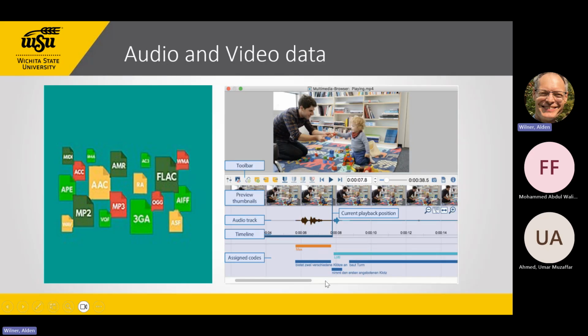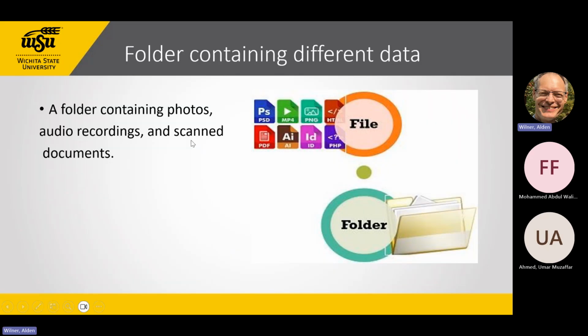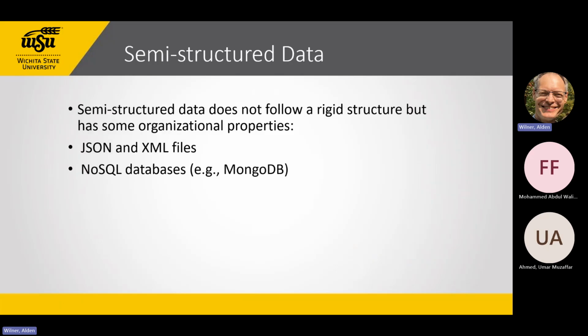Audio, video data, right? Record, dad playing with a kid or something like that, right? Mac, GarageBand, whatever, Movie Maker. And there's so many different formats for audio and video files out there. And of course, your folder on your computer can contain all sorts of different data in it. It doesn't have to just be photos. It can be photos and music and everything. There's nothing that stops you from doing that.